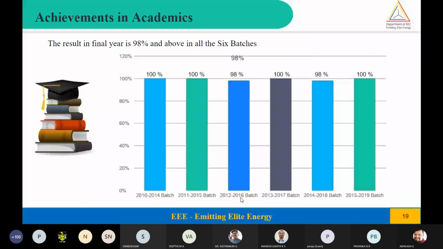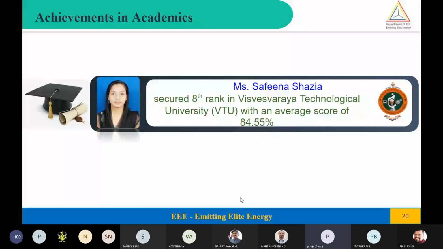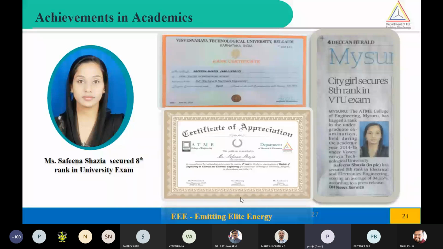Nothing to worry about. Added to this, we have a student in our second batch, by name Safina Shazli. She secured 8th rank in VTU exams with an average score of 84.55%. This is a feather in our cap. Within a span of 2 years, we were able to achieve this. In the subsequent batches also, most of the students have ranked 1 to 20 at university level. And these are the certificates that you received from VTU as well as from ATME College of Engineering. And you can see the paper clipping from the leading newspaper.